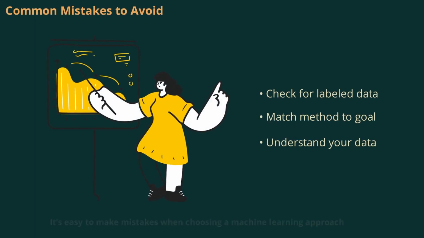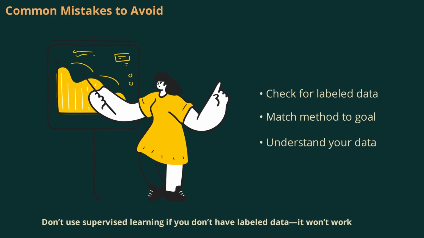It's easy to make mistakes when choosing a machine learning approach. Don't use supervised learning if you don't have labeled data, because it won't work. Avoid unsupervised learning when you need specific predictions, as it's designed for exploration, not forecasting. Reinforcement learning isn't suitable for simple classification tasks. Most importantly, always understand your data before selecting a method. Careful planning leads to better results.